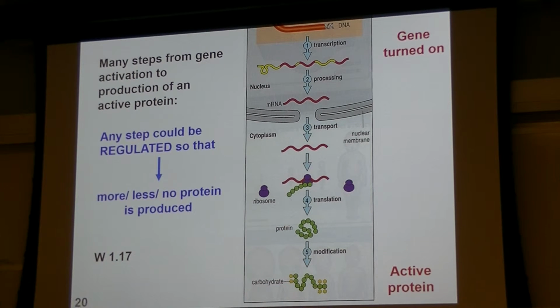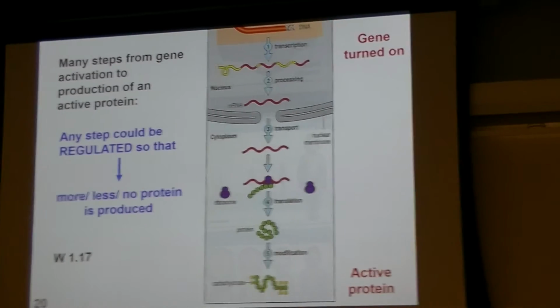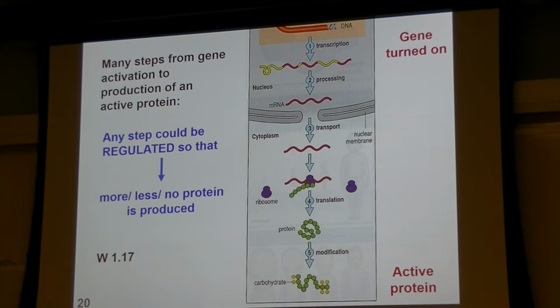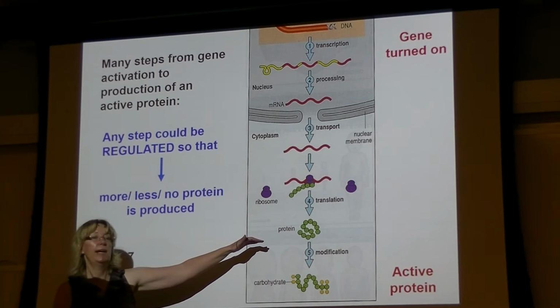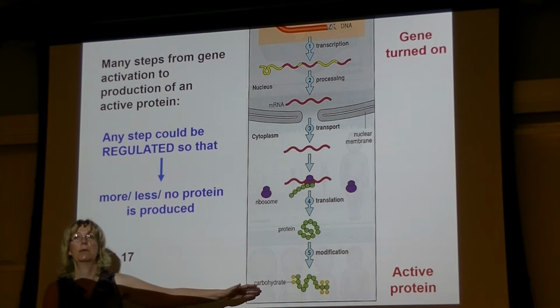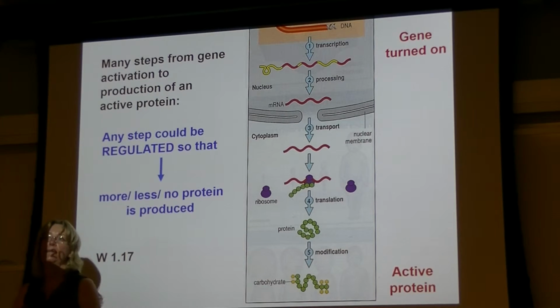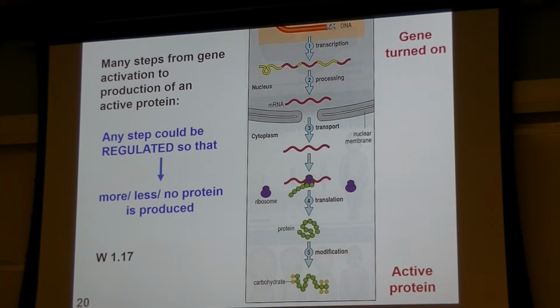And really, any step along the way could be a way that one cell can do it differently than the neighbor cell. So it's not just whether we make an mRNA or don't make an mRNA. There are lots of opportunities here to have one cell become different than its neighbor. Maybe they do everything exactly the same way until they get down to this final step, where one cell adds carbohydrate, a different cell adds a different type of carbohydrate, and now we have 2 proteins that are functionally not the same. So there are many levels of differential gene expression.